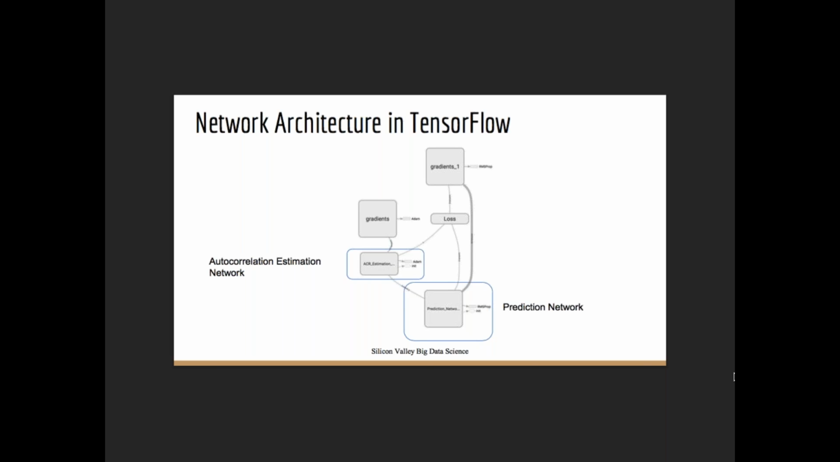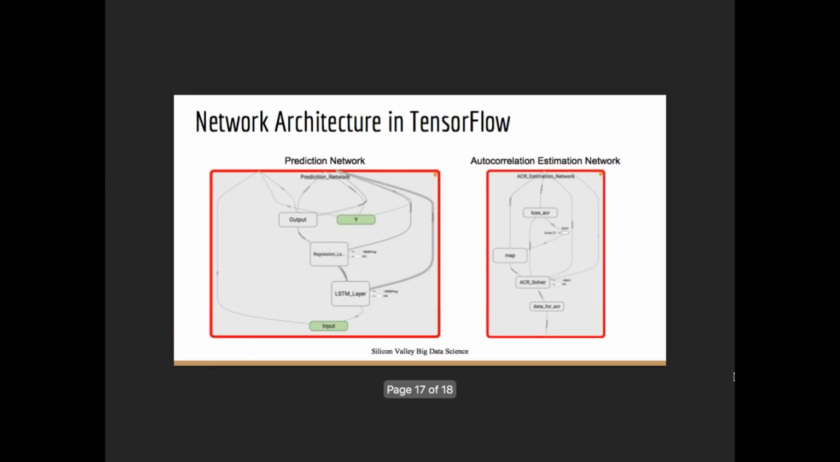So this is the prediction network. The prediction network is connected to the autocorrelation estimation network, and you can see that the loss comes from both these networks as we defined, which is the RMSE plus the regularization times the autocorrelation square. If you look inside both of these networks, you have a network here which has an LSTM layer, then the regression layer, your output, and in this case, you have the ACR solver which is solving the autocorrelation for you.